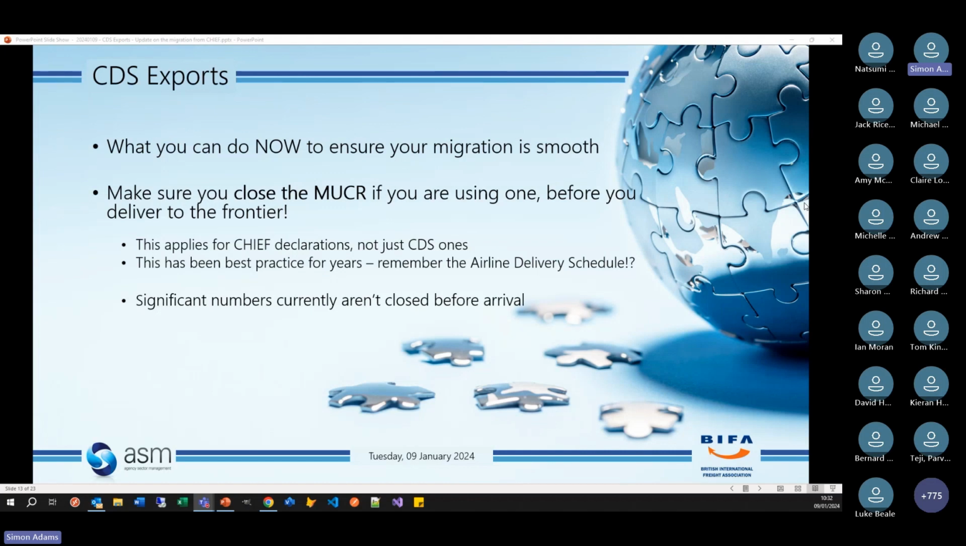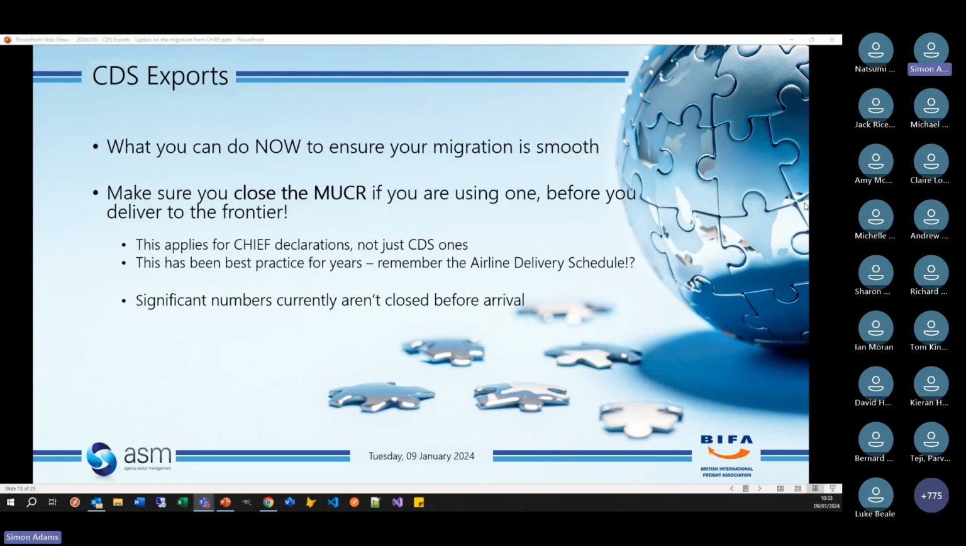Once migration starts and there is dual running, where declarations could be on Chief, could be on CDS during that dual running period, that will not necessarily work as smoothly as it does now. If you haven't closed the mucker when you deliver the goods to the frontier, again, the shed will get mucker open or no declaration or whatever they get back, saying something's not right. They will contact you and say you need to close the mucker.